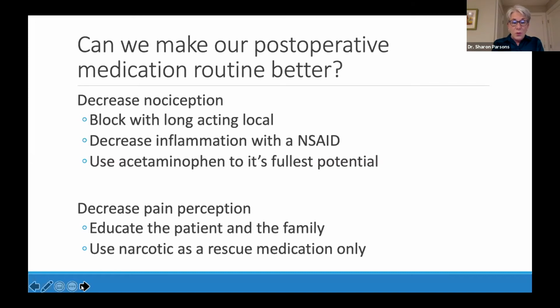So you also want to educate the patient and the family, and only use a narcotic as a rescue medication. Most people have been doing the maximum amount of Tylenol and then the maximum amount of Advil. Tylenol, Advil, back to back, back to back. Don't let one wear off before you start the other.